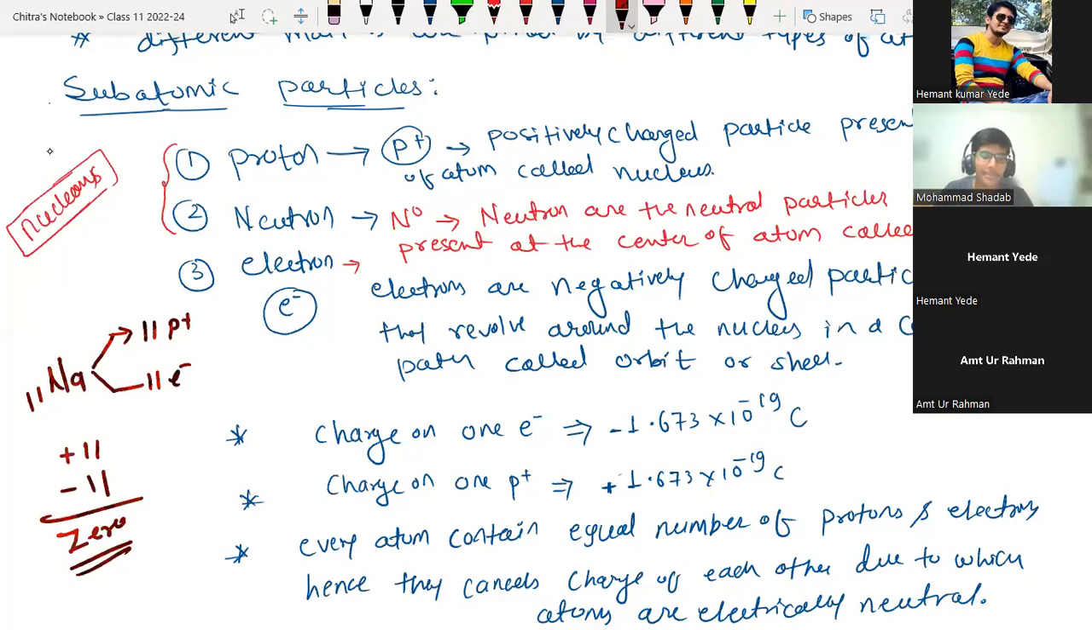How come sodium has 11 protons and 11 electrons, but 12? Yeah, see, in the nucleus, the number of neutrons may vary. It varies. Okay. And that depends on? That does not depend on anything.